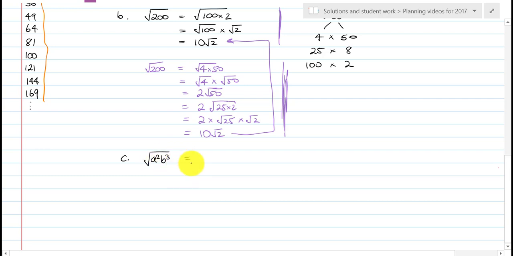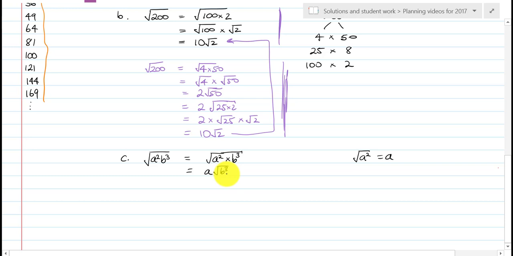Imagine if you had this question. So now we have to take a step back and recognize that this is a little bit more complex, but we're still just looking for square numbers. That's all. So now let's see if we can see these square numbers. Well, I can see that a squared is a square number, because if I think about it, the square root of a squared is just a. So if a is defined as a whole number, or whatever the number is, the simplification of the square root of a squared is a. So as soon as I see that a squared, I know I've got a square number. So I can now write this down as a times the square root of b cubed.